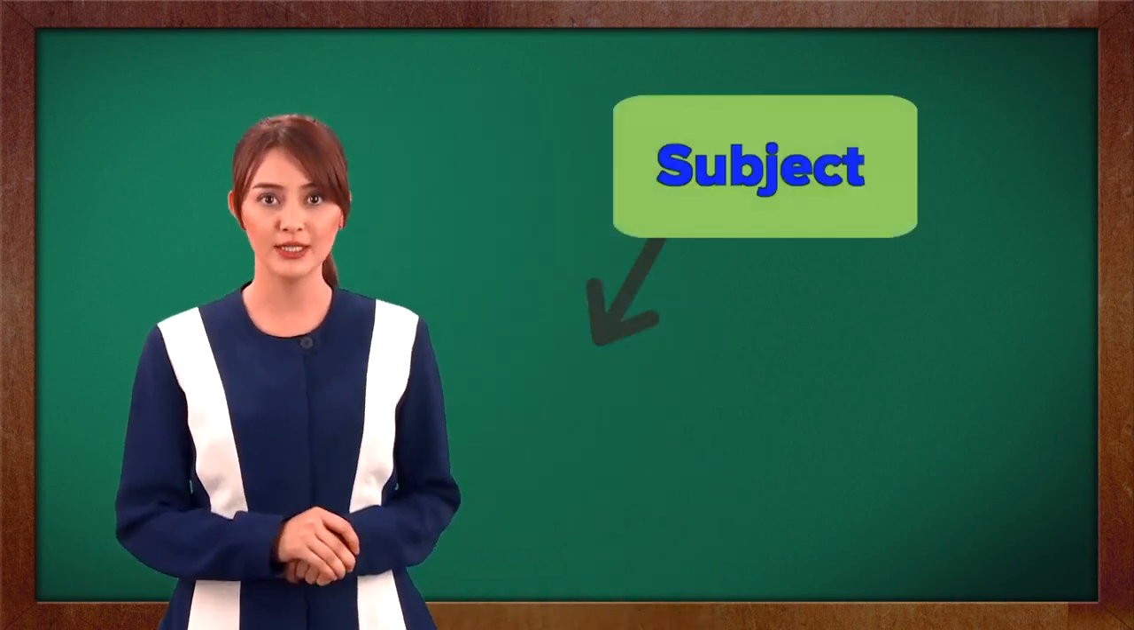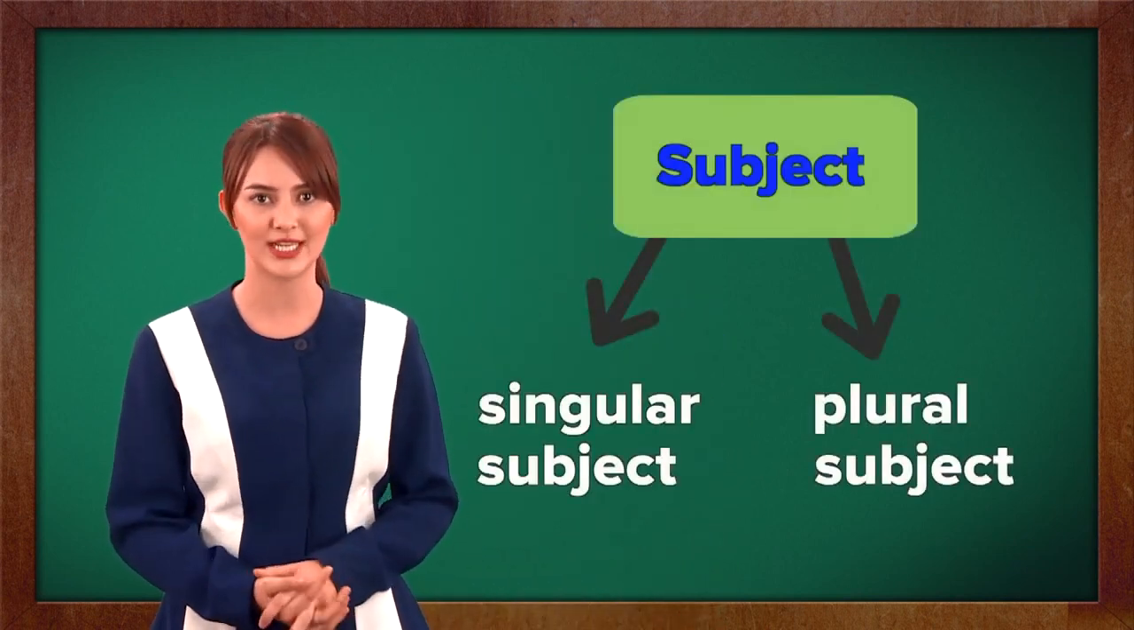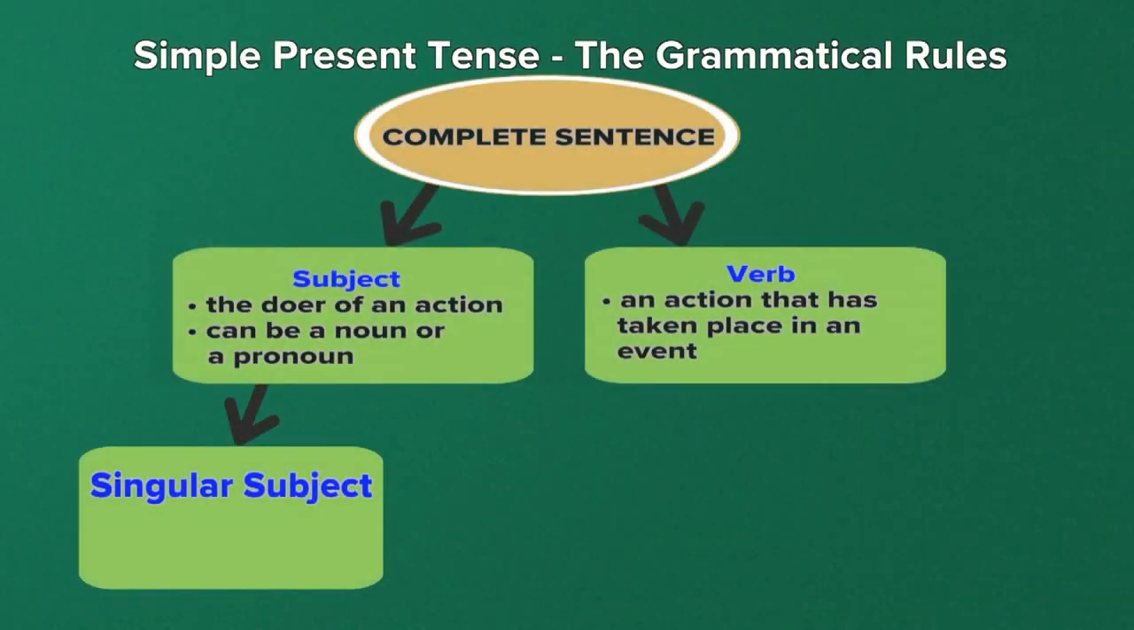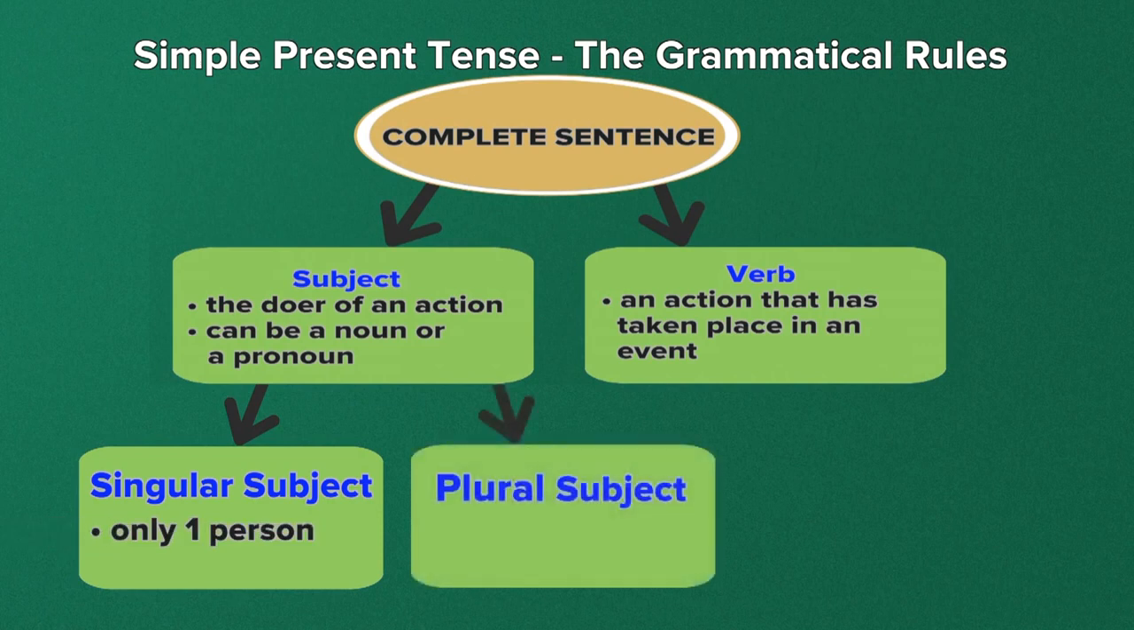The subject can also be divided into two types, which are singular subject and plural subject. A singular subject means that there is only one person involved in the action, while a plural subject means that there is more than one person involved in the action. The subject plays an important role when we are using the simple present tense in a sentence. This is because the verb is always affected by the subject. Let's look at these examples to have a clearer picture about this rule.